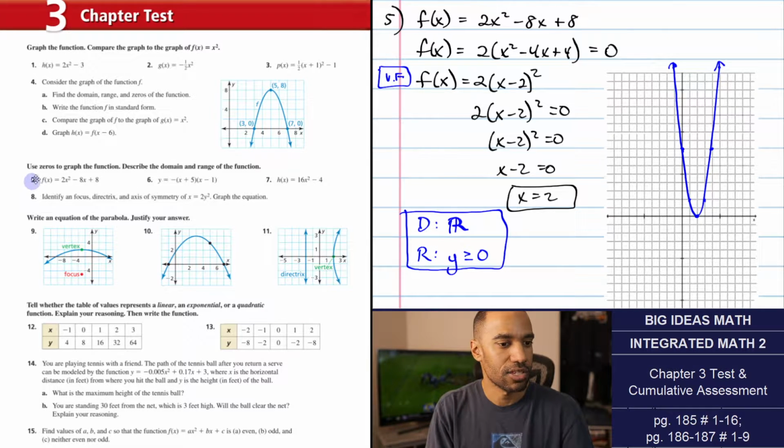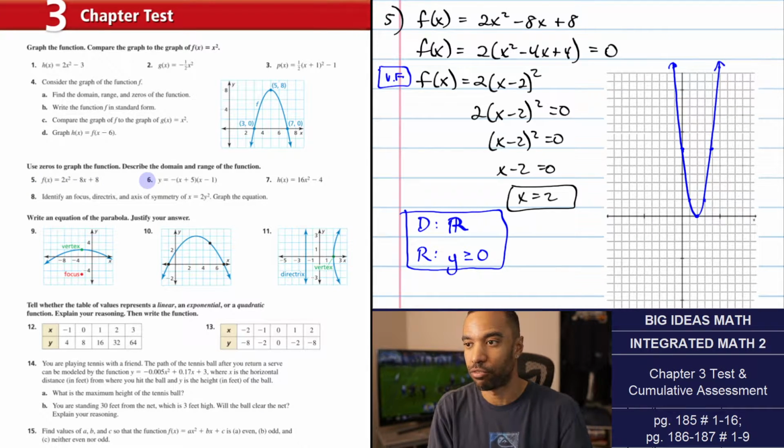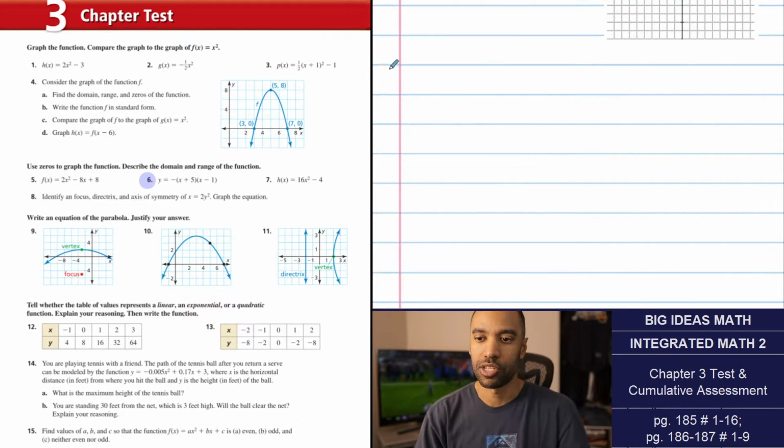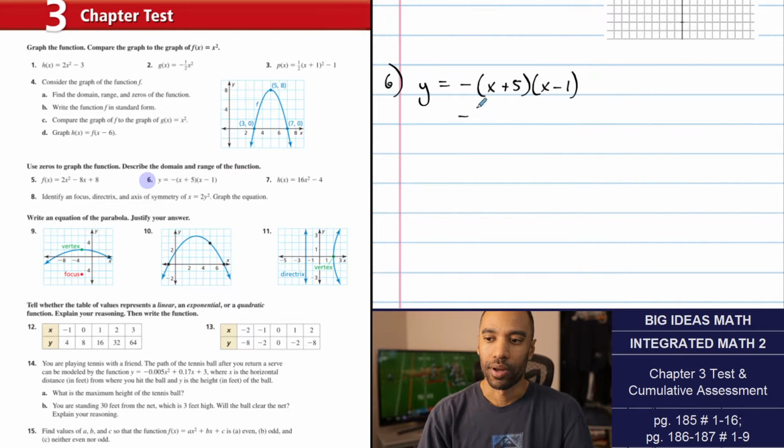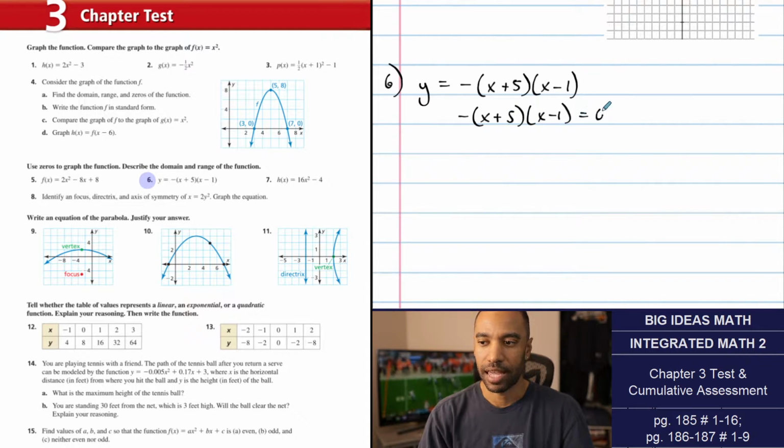Number 6 is already in its factored form or intercept form. So on this number 6, we have y equals negative x plus 5 times x minus 1. We're going to set this equal to 0. The negative has no bearing on these zeros solutions. Your zeros are x equals negative 5 and x equals 1.